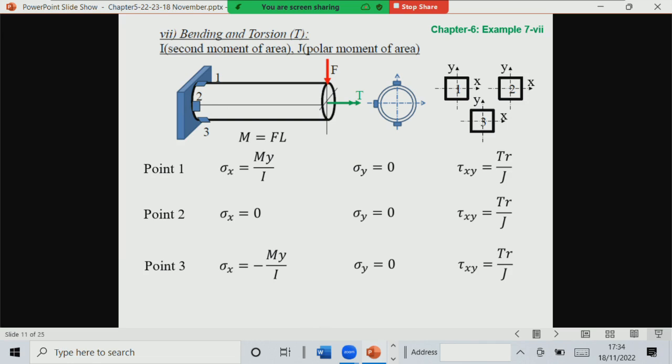Yes, please. So for the flexural stress, do you add it to sigma x? No, this is shear stress. That's a good point, but it's shear, not a normal stress. Okay, any other questions?